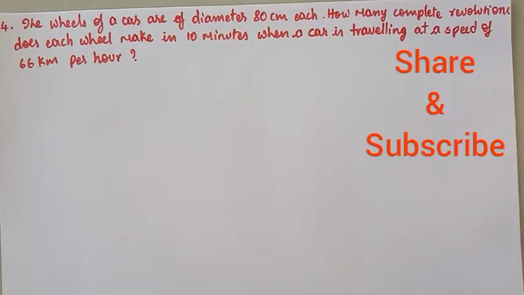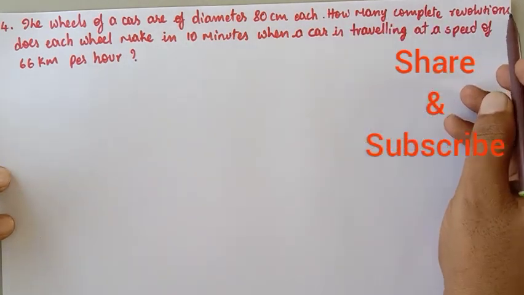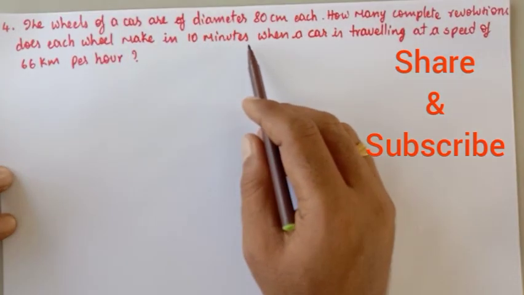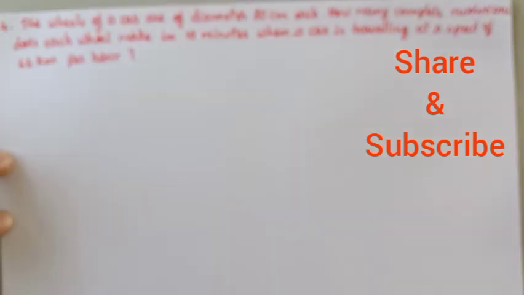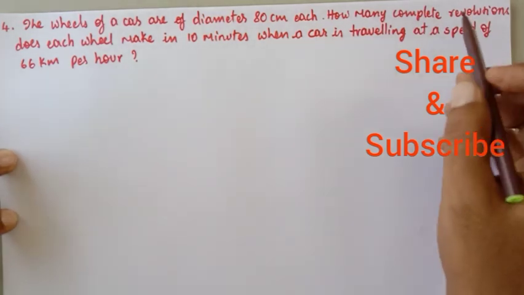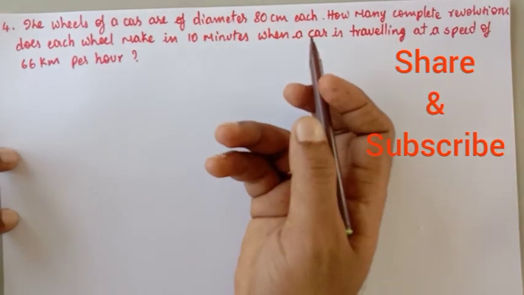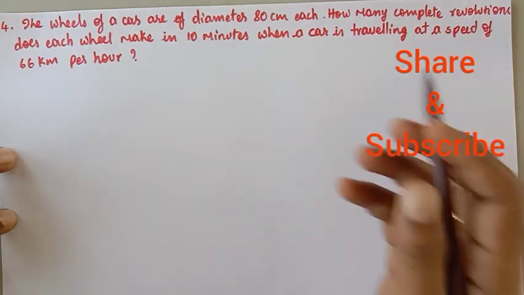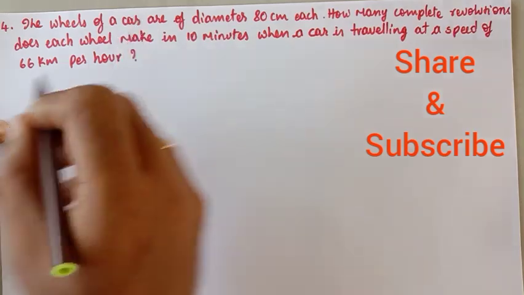Problem: the wheels of a car are of diameter 80 centimeter each. How many complete revolutions does each wheel make in 10 minutes when the car is traveling at a speed of 66 km per hour? So here we have to calculate the complete revolutions the wheel makes in 10 minutes. To calculate this, what has been provided here is the diameter of the wheel.